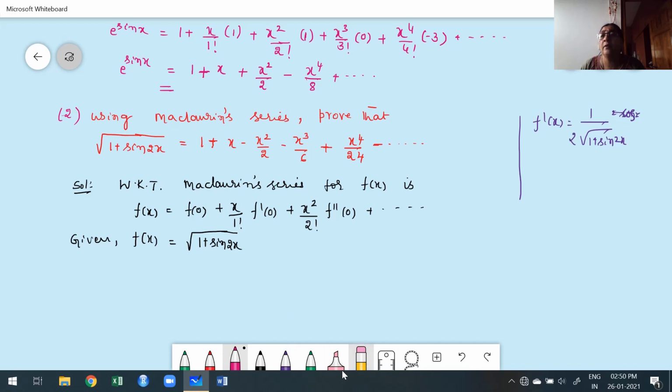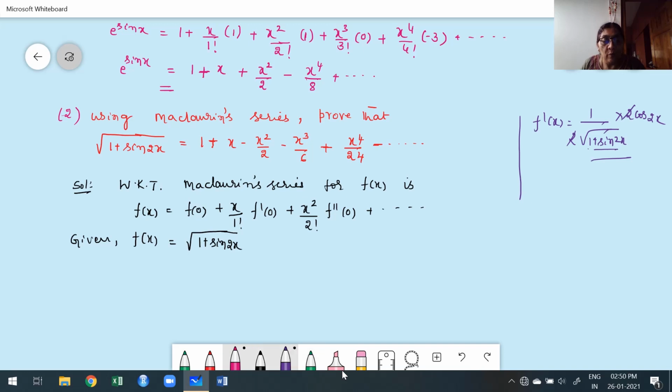Yeah, I made a mistake here. What is the derivative of root? 1 by 2 into root of 1 plus sin 2x into the derivative of sin 2x with respect to x, which is 2 cos 2x. Observe carefully, the 2 cancels. It's very tedious. Suppose I have to find the first derivative: 1 by 2 into root of 1 plus sin 2x into derivative of 1 plus sin 2x, which is 0 plus 2 cos 2x. Now after cancelling, we get cos 2x by root of 1 plus sin 2x. For the further derivative, I go for which rule? Quotient rule. It's very tedious.